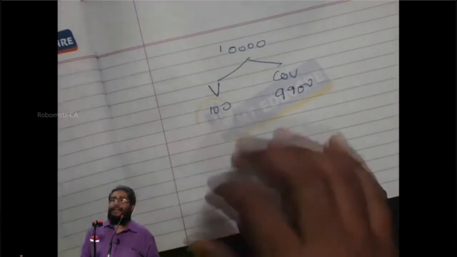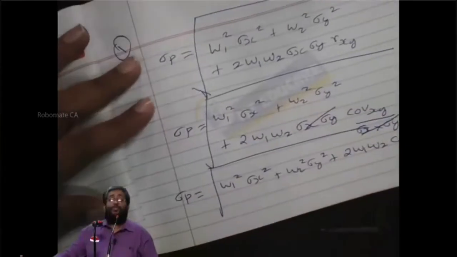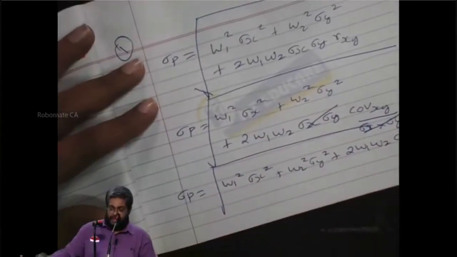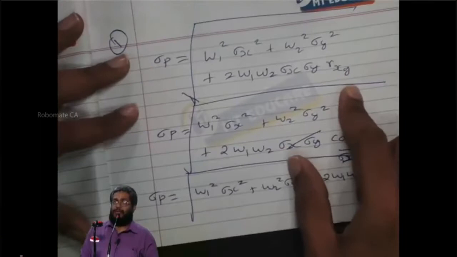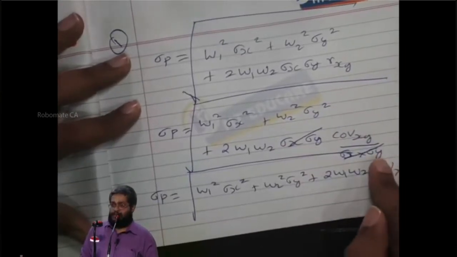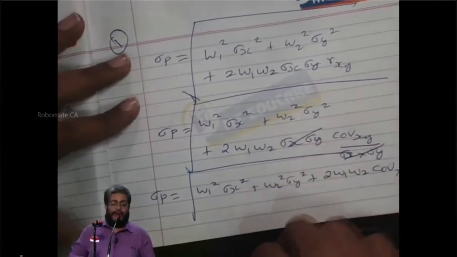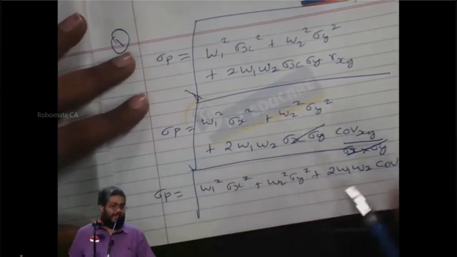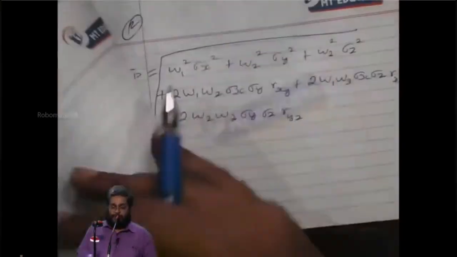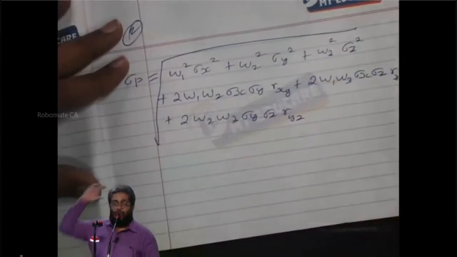Okay, now I had discussed how many points here? 3 points. Now, point number 1 which I discussed is there are 2 formulas for sigma p. Instead of writing a correlation of x and y, I can replace it by what? Covariance of x and y. Sigma x and sigma y get cancelled in the formula. Point number 1 I discussed. Yes or no?